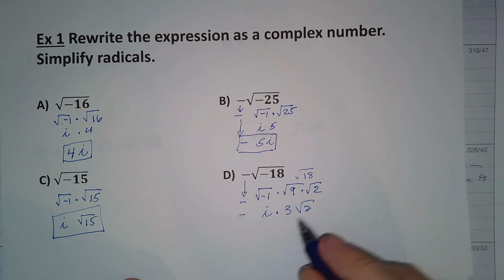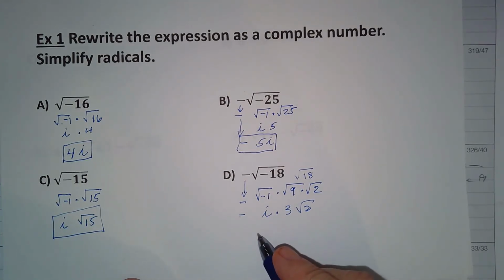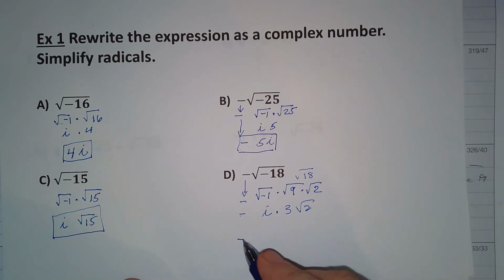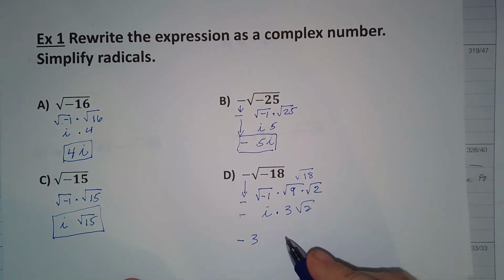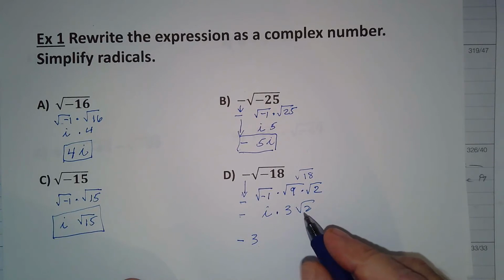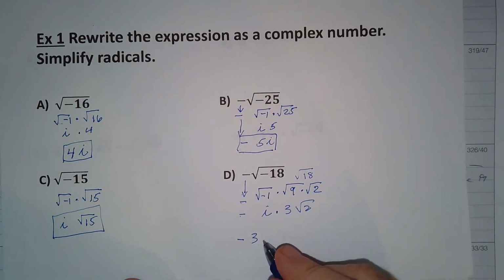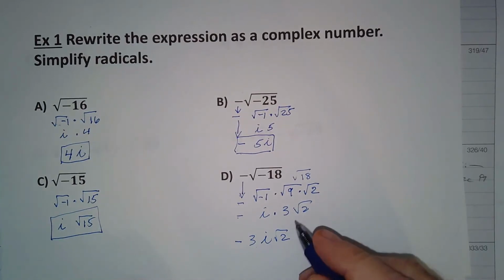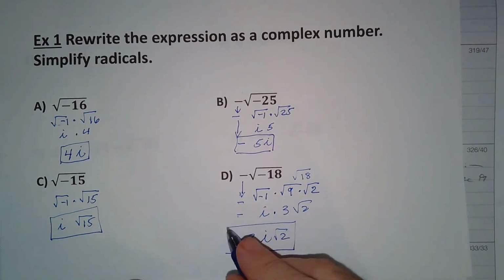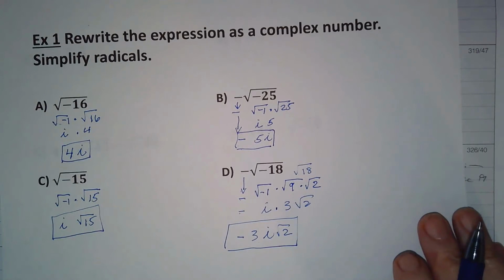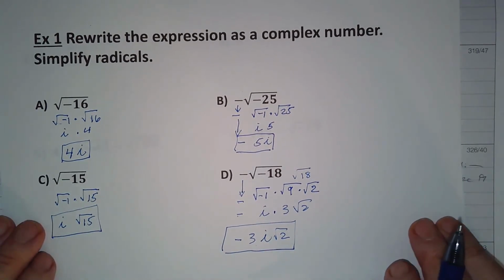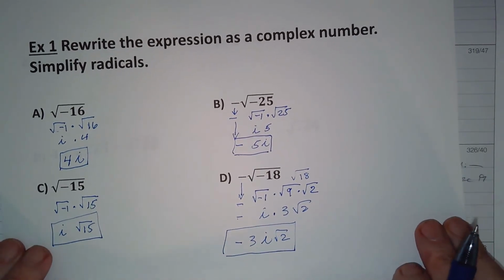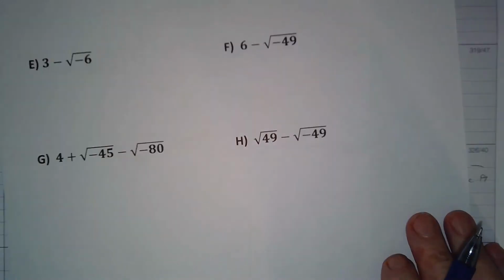Okay, so now let's just put this in an order. We want to put the real component first. So we're going to list that first, and then we've got the negative sign out front. So -3, and then we have the I, square root of 2. All right. So that's how we set these up into standard form for a complex number. Okay. Let's do a few more.